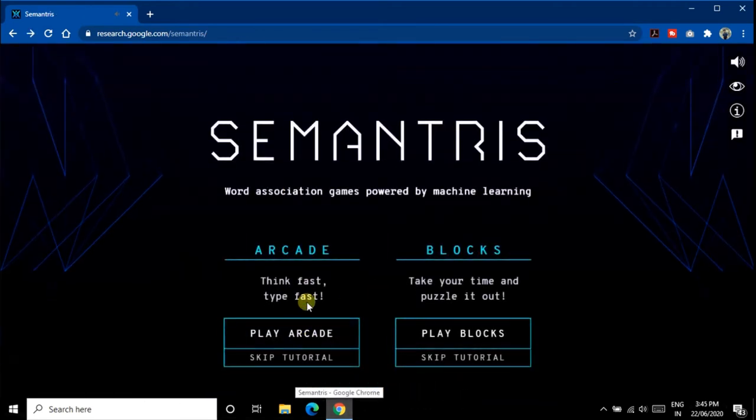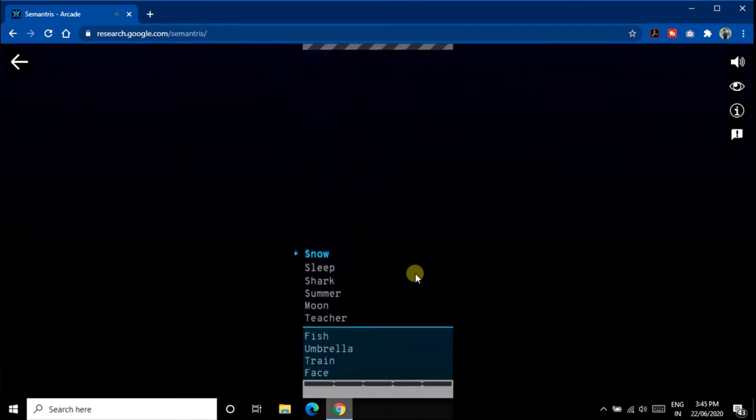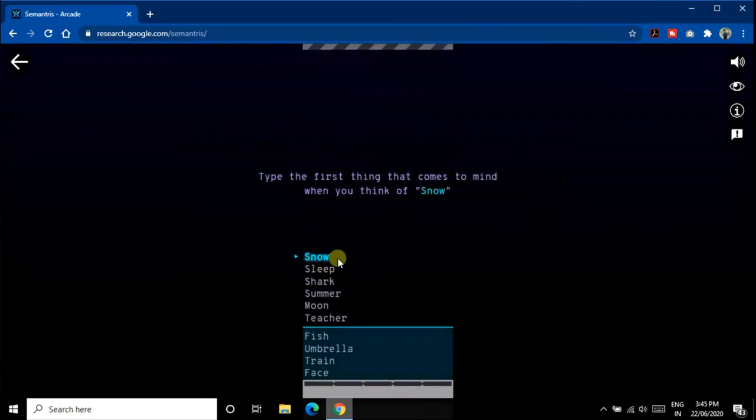Now we will go to the different mode, that is the arcade mode. The arcade mode is played the same way as well. The word that you see in the blue is a word you need to eliminate. Type the first thing that comes to your mind when you think of the word snow. Okay, I'm going to think about the word snow.